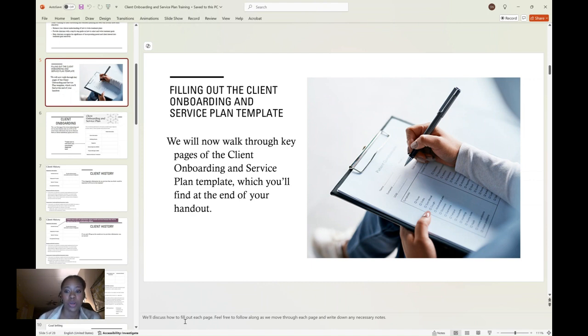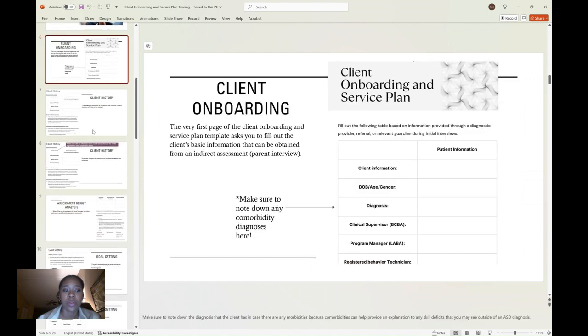So now moving on, filling out the onboarding and service plan template, we'll discuss how to fill out each page. If you could please bring out your client template, we'll now go through each of those pages. So we'll start with the first one.